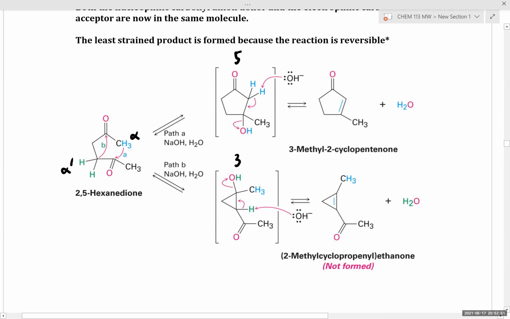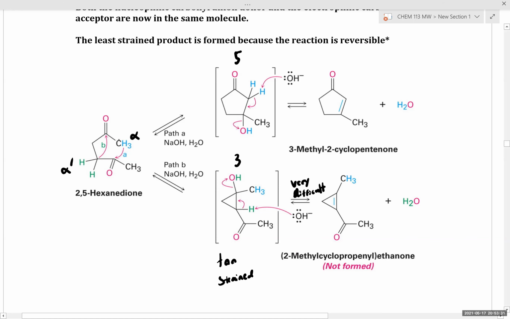Generally, when we think about ring strain, which of these two ring sizes is preferred? Which of these two ring sizes is favored? The 5-membered ring or the 3-membered ring? 5, yeah. The 3-membered ring is too strained. Further, this elimination step is very difficult. A cyclopropene ring system is a highly strained ring system that's very difficult to form.